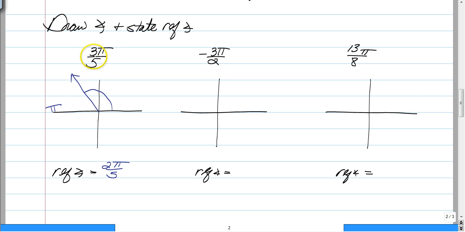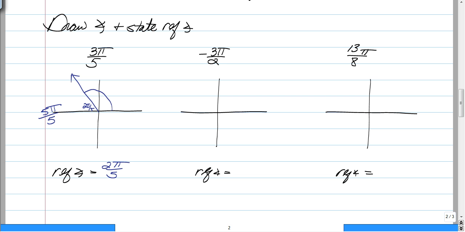Now, think about that. 3 pi over 5. Pi would be like saying 5 pi over 5. So we went 3. How many more do we need to go? We need to go 2 pi over 5 more to get to 5 pi over 5. That's how you think about it.